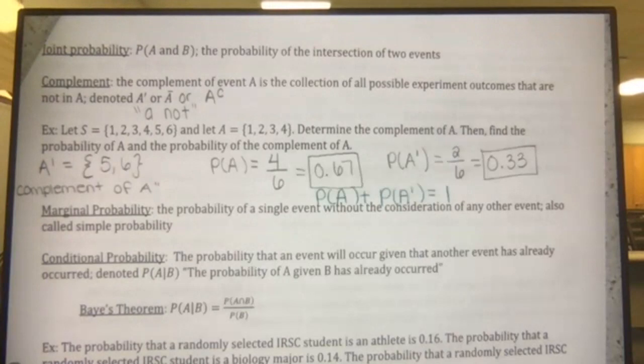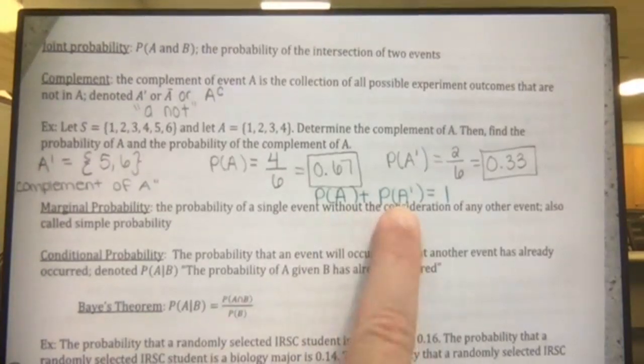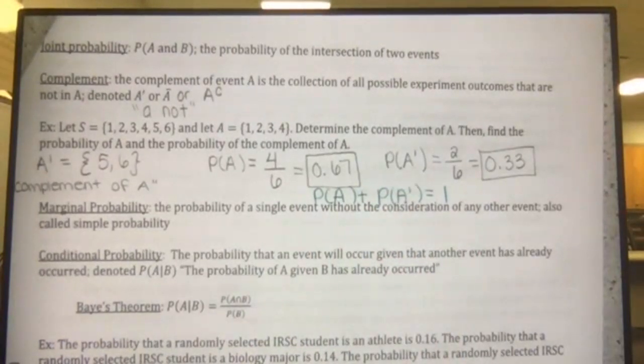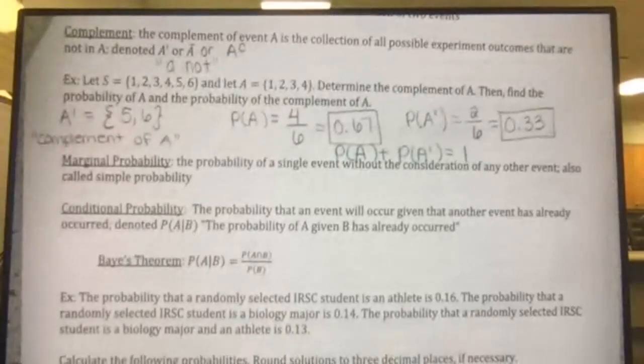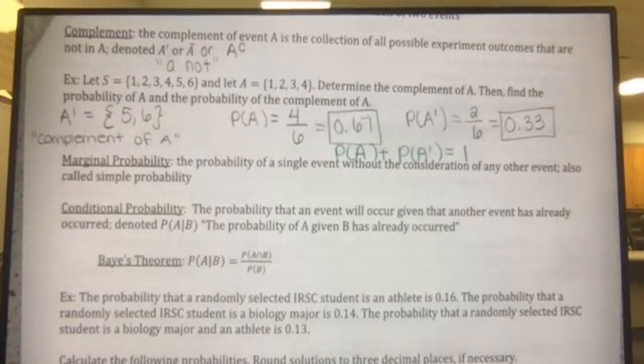So sometimes, for example, if they give you the probability of A, but we don't know the probability of the complement of A, we can use this and use algebra to solve for different probabilities. We'll get to that in the future though. Next is marginal probability, which is the probability of a single event without the consideration of any other event. So we don't think about anything else, we just worry about that single thing.